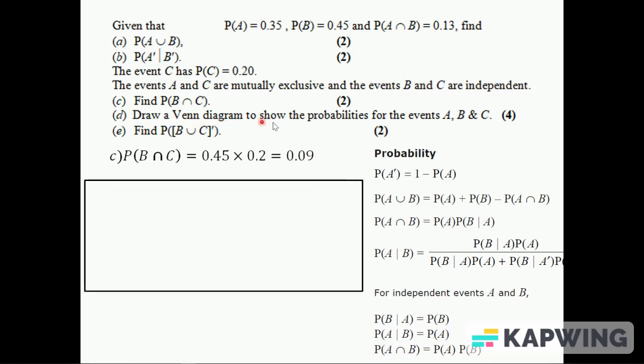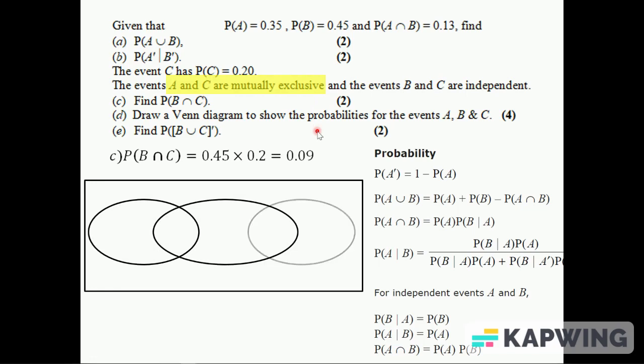Then it wants me to draw a Venn diagram and show the probabilities for the events A, B, and C. It told us that A and C are mutually exclusive, so I can draw it like this with no overlap with A and C. We know the 0.09 is the intersection of B and C. We know the probability of C is 0.2, leaving 0.11 in there.